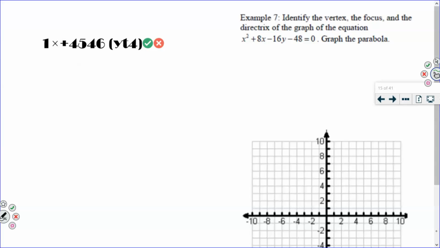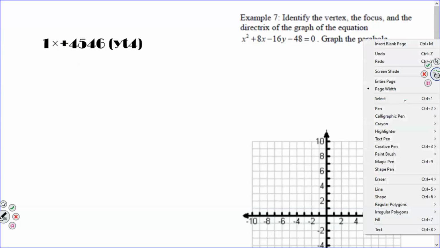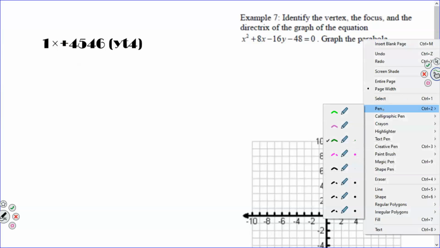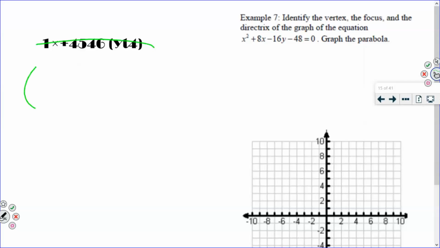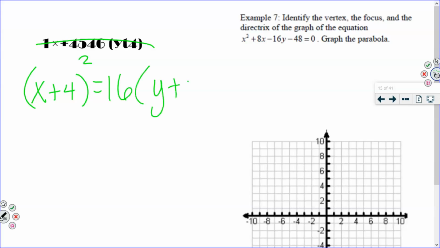Oh, darn it. I was using the wrong pen. I didn't get that. That's nonsense. What I meant to write was x plus 4 squared equals 16, y plus 4 in parentheses, not squared. How about that? Okay, and what is the vertex? -4, -4. Let's talk about it.